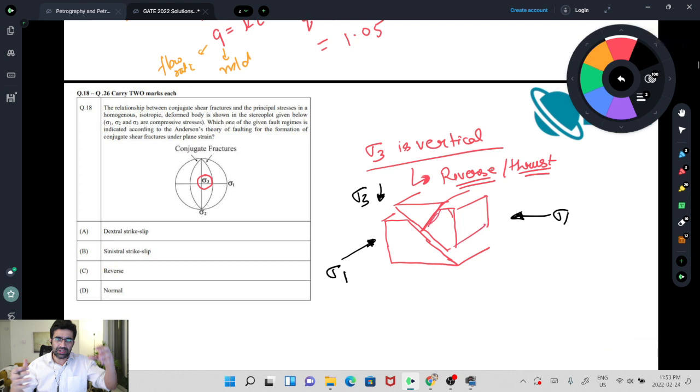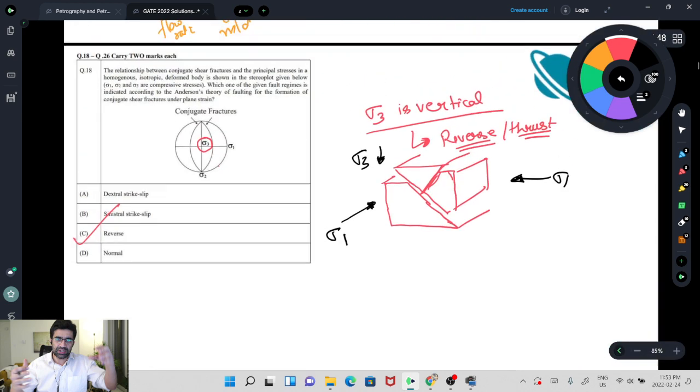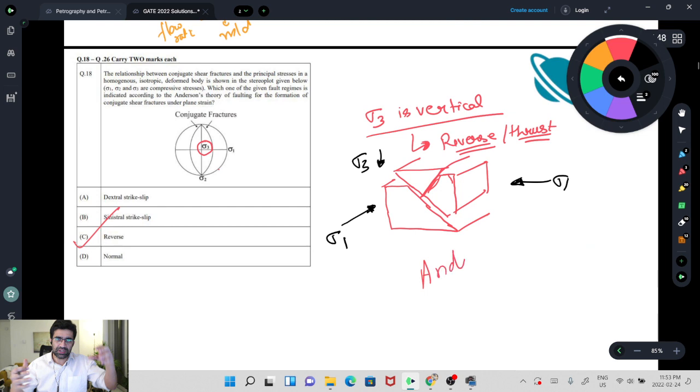So you get these 2 fractures. Now, why is this a reverse fault? Thrust is not in the option anywhere, but thrusts are low angle. Anytime you have a plane which is low angle, it will appear closer to the perimeter of the stereonet. Vertical is perfectly in the center, so any steep plane is closer to the center. So this will be a reverse fault where sigma 3 is basically vertical. So this is from Anderson's theory.